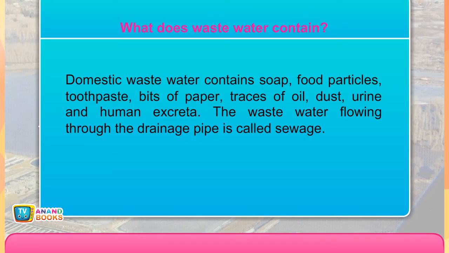What does wastewater contain? Domestic wastewater contains soap, food particles, toothpaste, bits of paper, traces of oil, dust, urine, and human excreta. The wastewater flowing through the drainage pipe is called sewage.